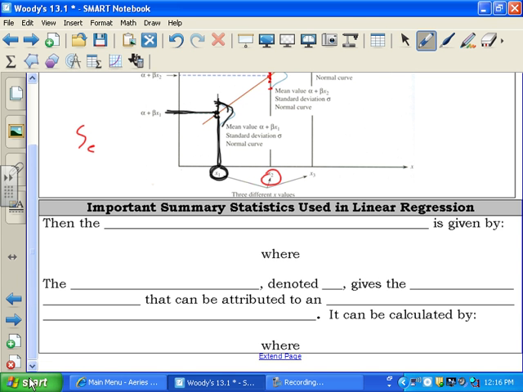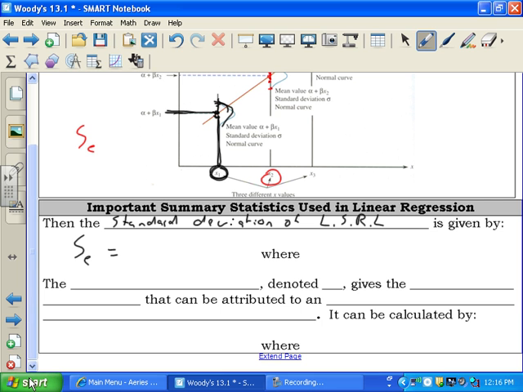Important statistics using linear regression. They are the standard deviation of the least squares regression line, which I'm going to abbreviate LSRL. The standard deviation of the least squares regression line is the thing I've been talking about here. It's abbreviated as SE.